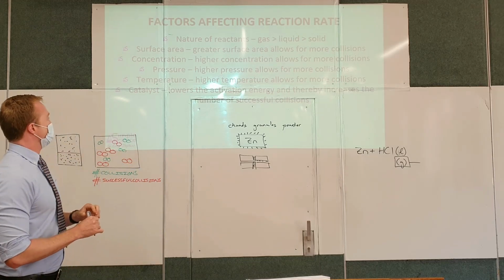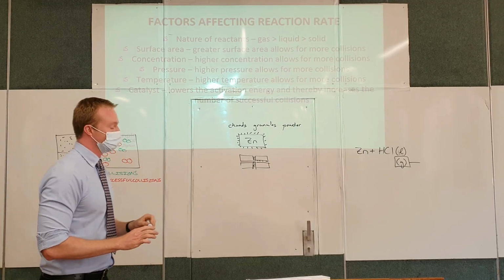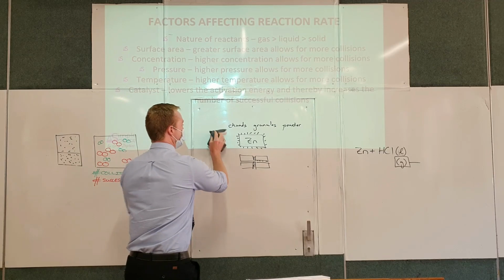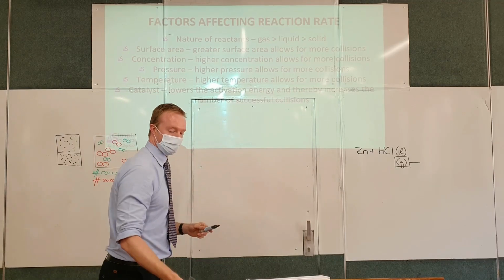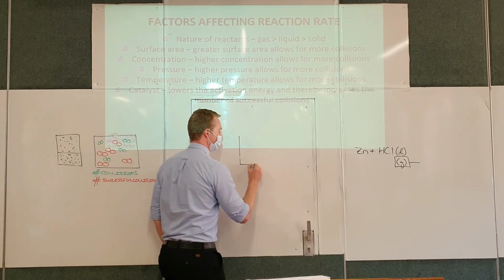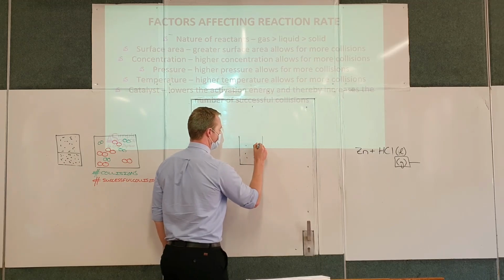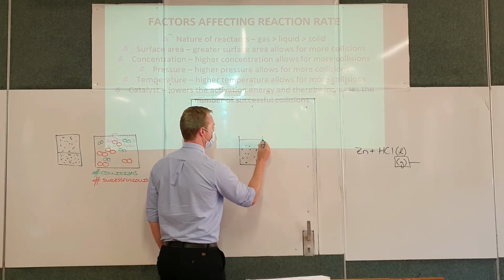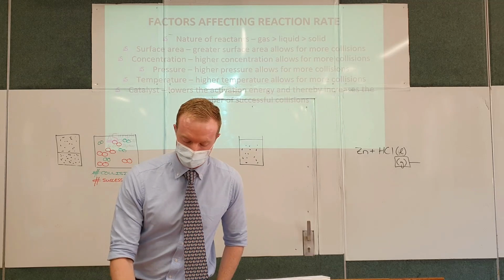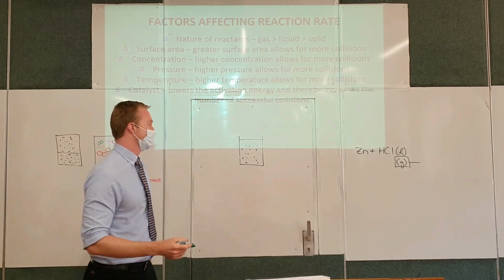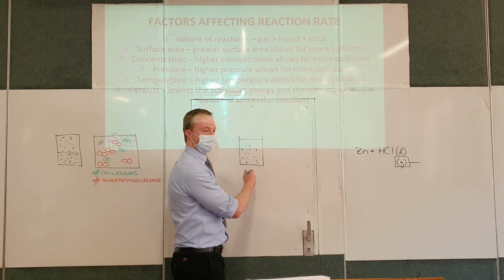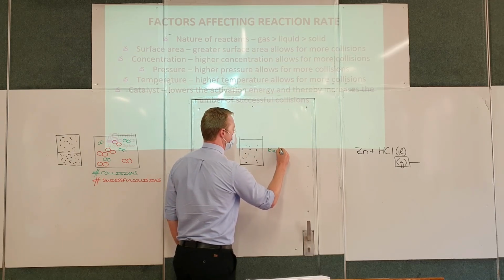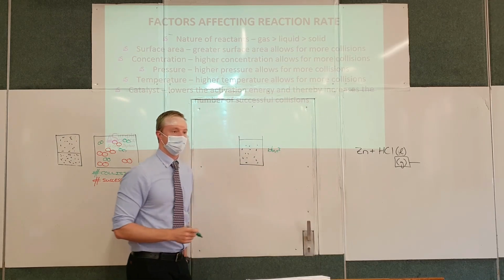The third one is concentration. Again, pretty much the same thing here, where now you've decided you're going to use zinc granules. So you've got your zinc granules floating around here, and you've got something, hydrochloric acid, that is dissolved in water. So the volume here is set. So it's 1 cubic decimeter, which is just a fancy way of saying 1 liter.